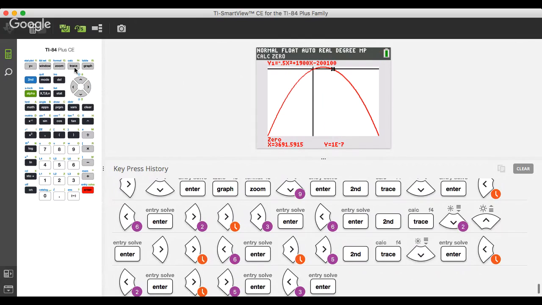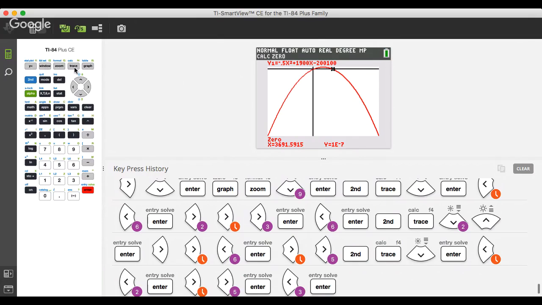When we do, if you get 1e to the -7th, that's 0. It's a really small number. If that ever happens, that's your calculator estimating, but it's 0. And so the zero is 3,691.6.